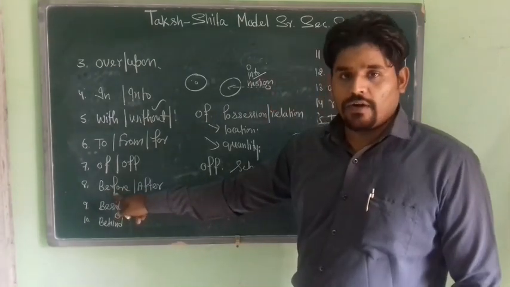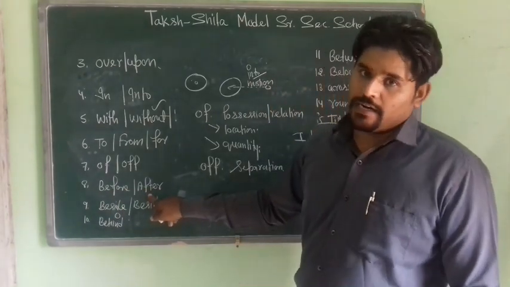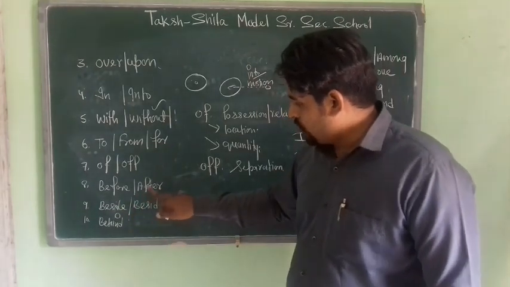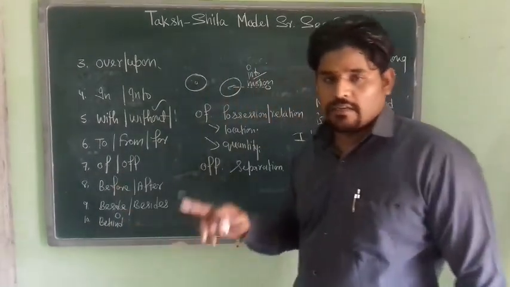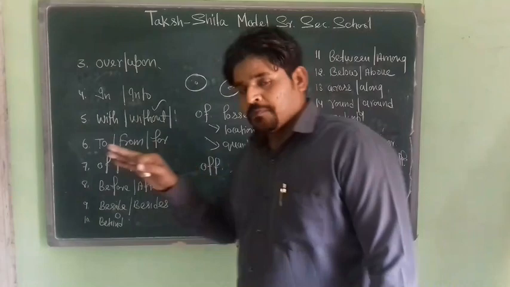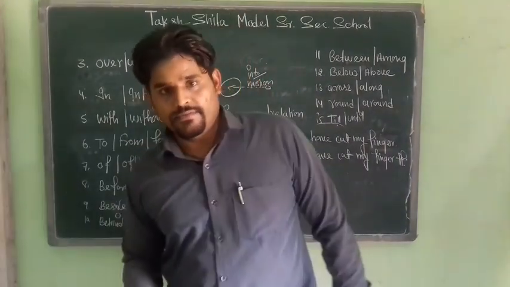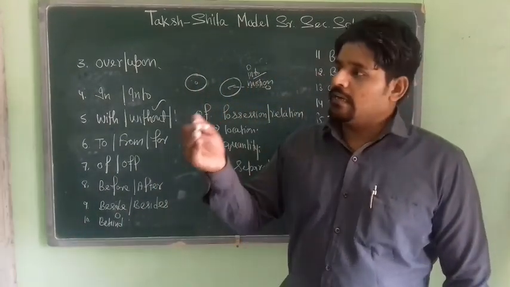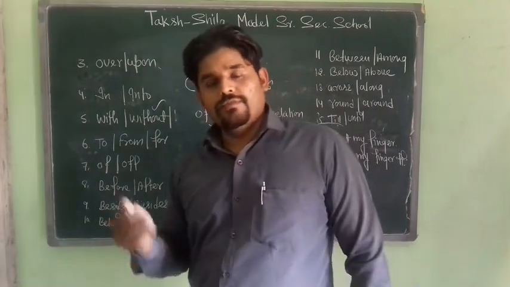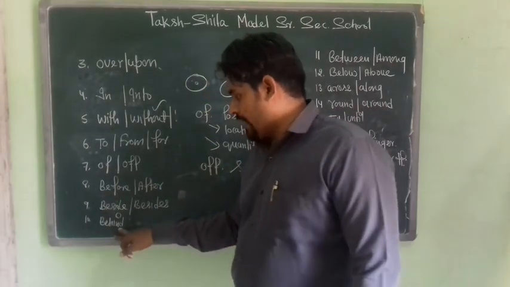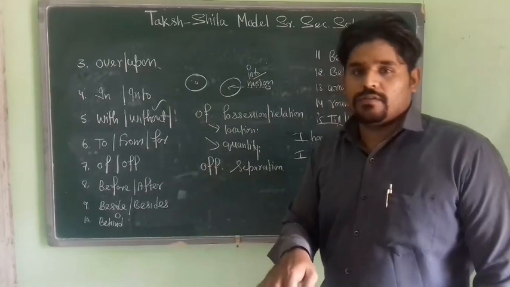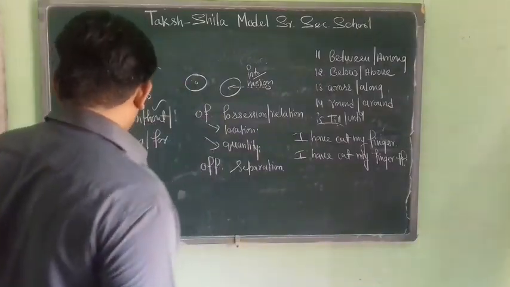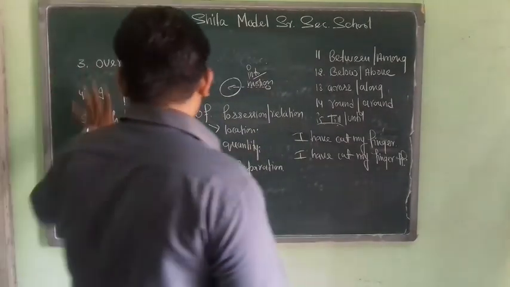Before shows the front location, and after shows the back location. But after shows the location when the thing is in motion. For example, the cat is running after a rat, right? So the cat is running after a rat means the cat is in motion. Even the rat is in motion, right? So behind means at the back of some stationary thing, right? So we have now taken into consideration the uses of these prepositions.